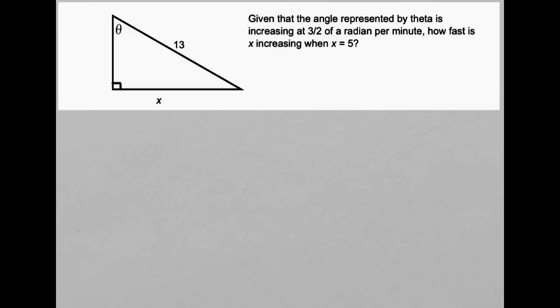In this case, we know that theta is increasing at 3/2 of a radian per minute. So I'm going to say that d theta dt is going to equal a positive 3/2, because it's increasing at 3/2 of a radian per minute. And what I'm looking for is dx. I know how fast theta is changing; I want to know how fast x is changing. So dx dt is the one that we're actually looking for. This is our unknown. That's what we're going to try and solve for.